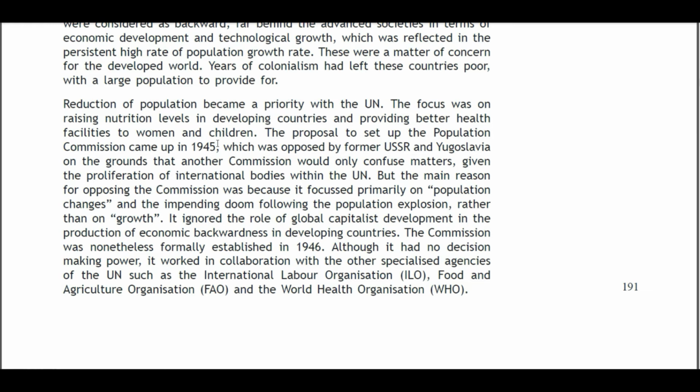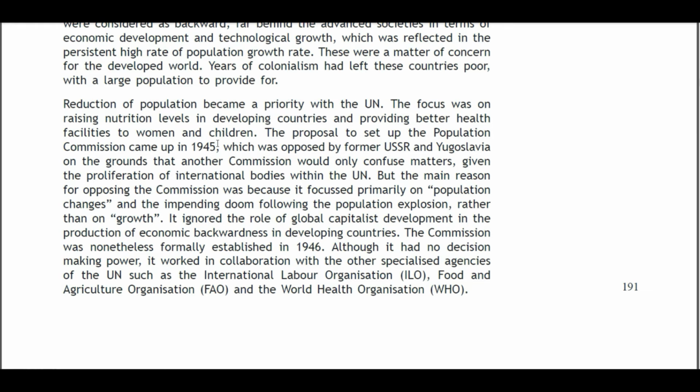The proposal to set up the Population Commission came up in 1945, which was opposed by the former USSR and Yugoslavia on the grounds that another commission would only confuse matters given the proliferation of international bodies within the UN. But the main reason for opposing the commission was that it focused primarily on population changes and the impending doom following the population explosion rather than on growth. It ignored the role of global capitalist development in the production of economic backwardness in developing countries. The commission was nonetheless formally established in 1946.